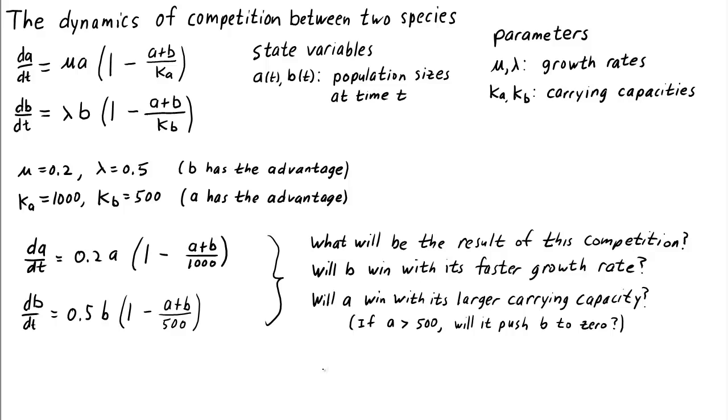Or maybe there will be no winners. Maybe neither population will win or lose, and we'll just have some peaceful coexistence between the two populations.